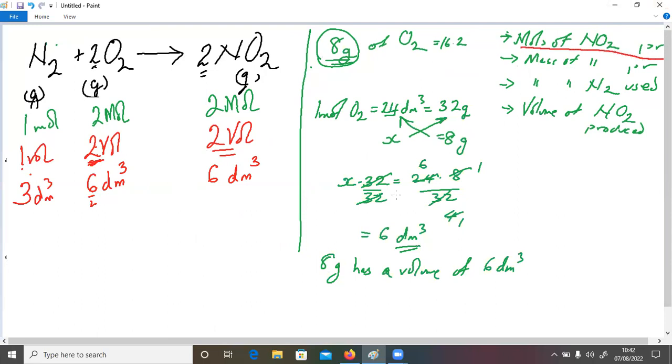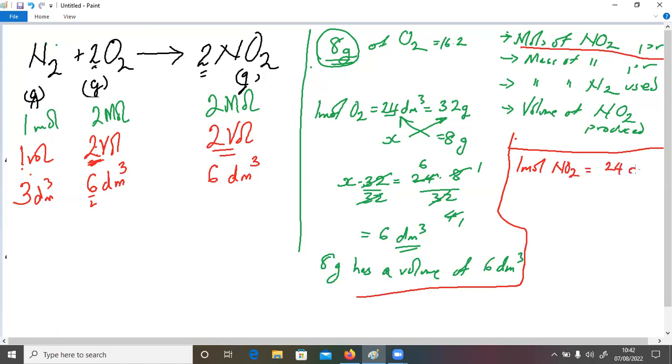The most of nitrogen produced, with that, but you will be able to follow. So you are writing as we say. I know that 1 mole of nitrogen dioxide must be equal to 24 dm cubed. That one we know. In this case, I have 6 dm cubed of nitrogen. How many moles is it equal to?